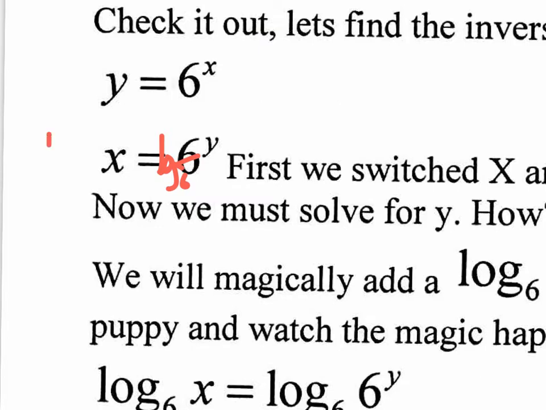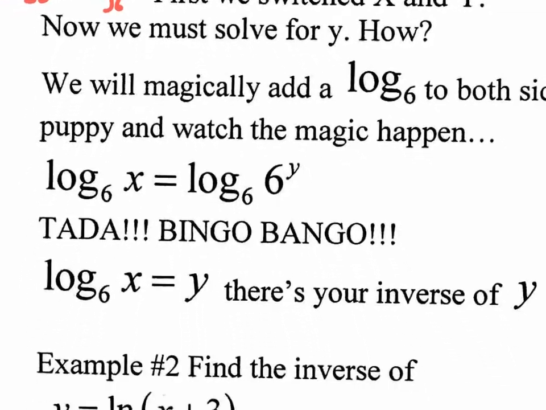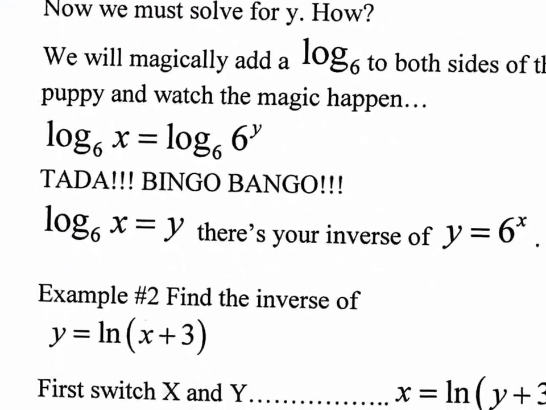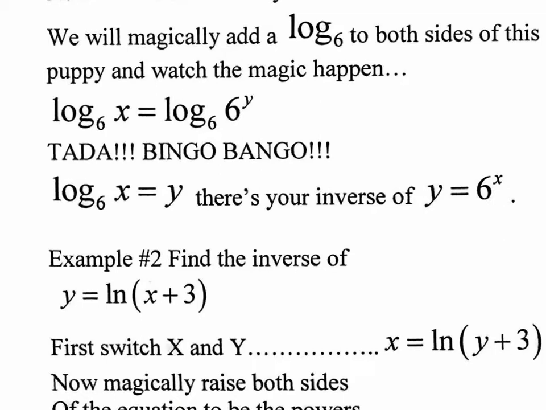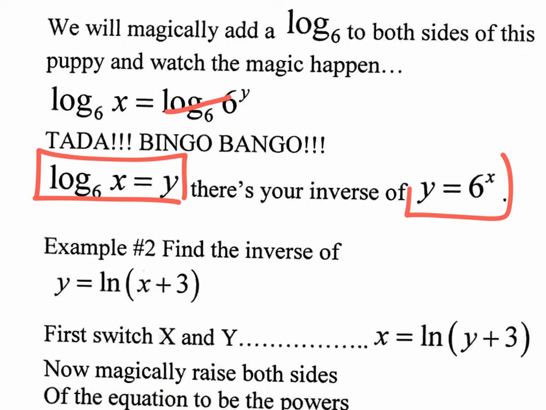But what you do to one side, you have to do to the other side, so apply a log base 6 over here also. And that's what I explain right here, that we magically add a log base 6 to both sides of this equation. And of course, the log base 6 of 6 to the y cancels out, the y comes down, and there's your inverse function of the original exponential growth function.